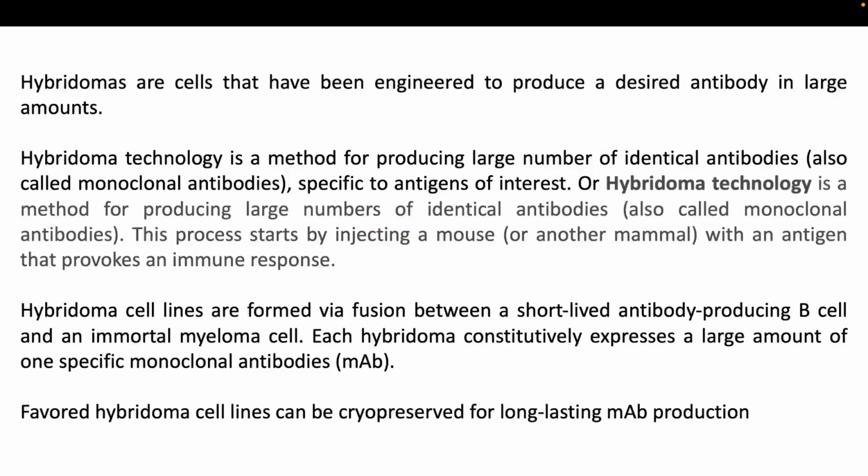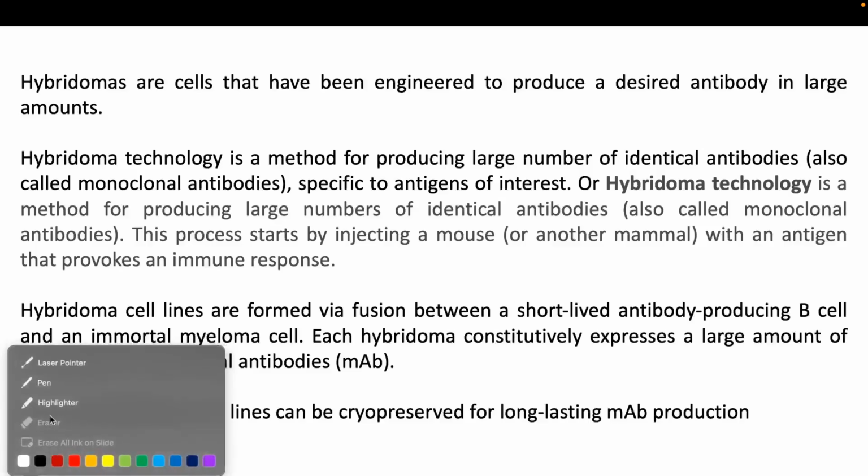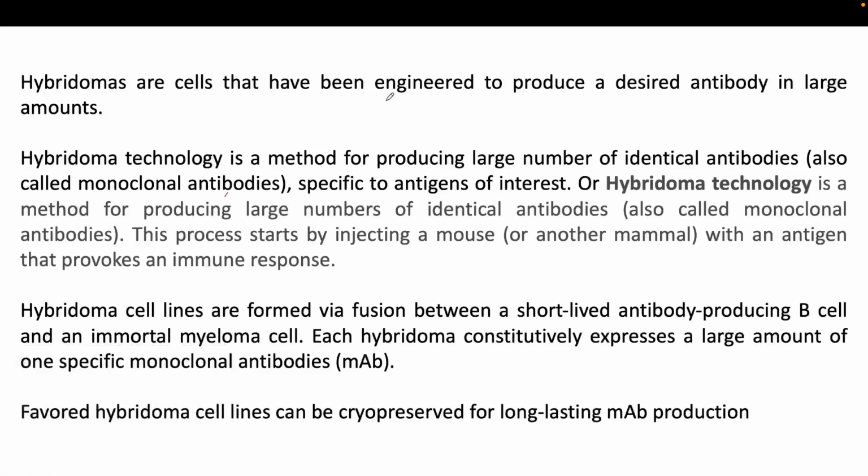So as we know, hybridomas are a kind of hybrid of two cells. Hybridomas are cells that have been engineered to produce the desired antibody in a large amount. When you fuse one cell to another cell, it makes a hybrid cell, which is called the hybridoma. Here, this cell is called the hybridoma.